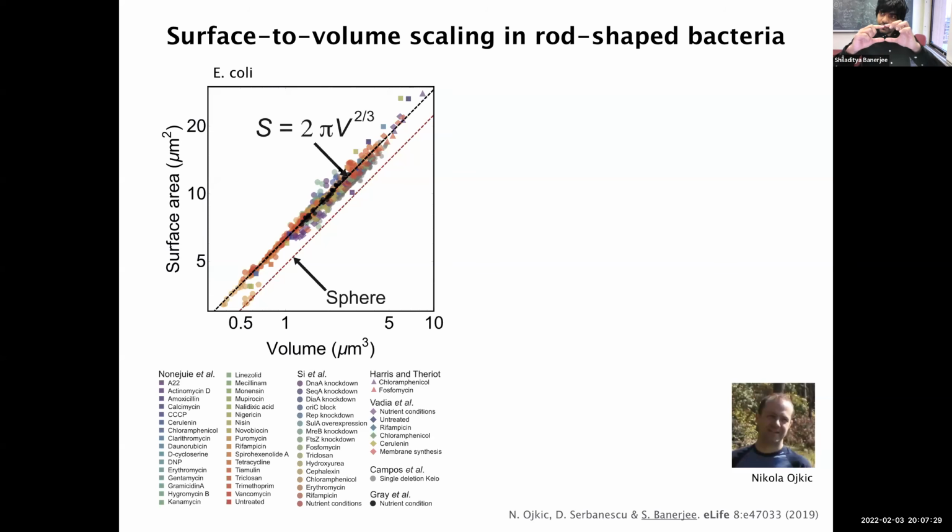If you have a cylindrical cell, which most of the cells are, right? If the surface scales as volume to the power 2/3, that means you're conserving the aspect ratio of the cells. So that means that when you change their size, they grow in the same proportion, right? And this 2 pi is related to the aspect ratio. I'm going to come back to it, like what is the aspect ratio? So this is for E. coli, right? Volume to the power 2/3.